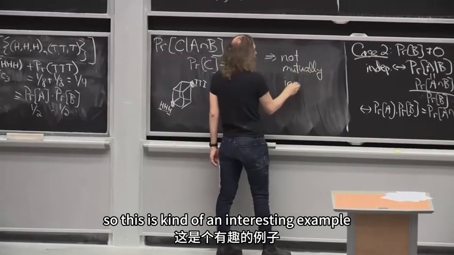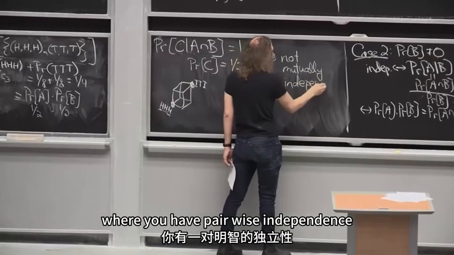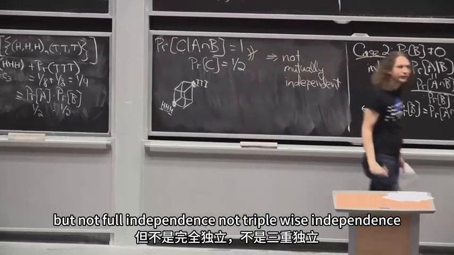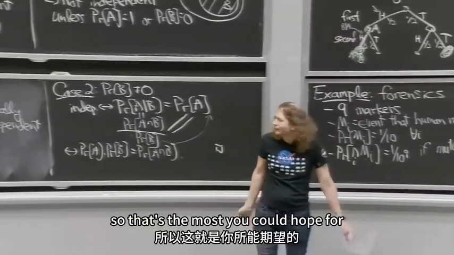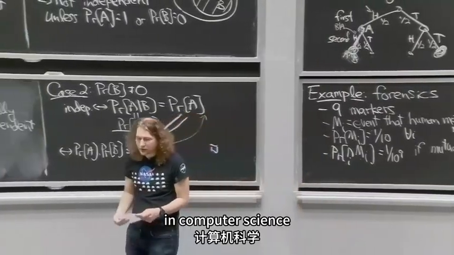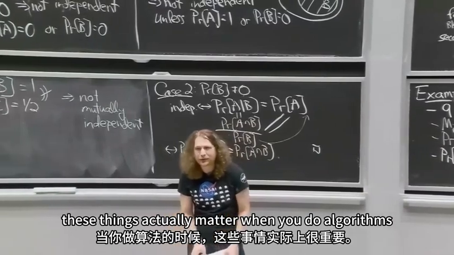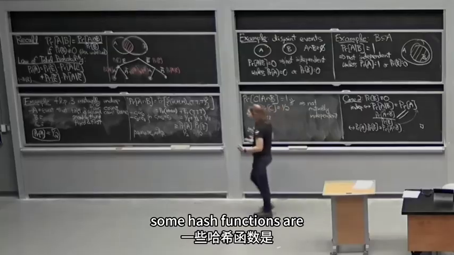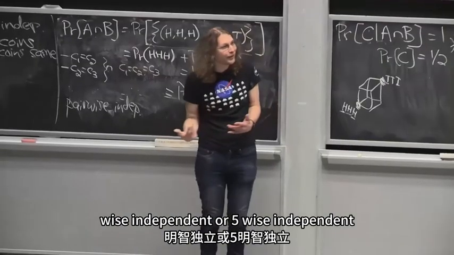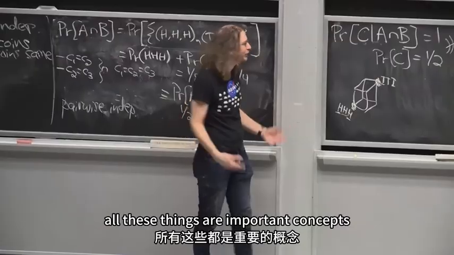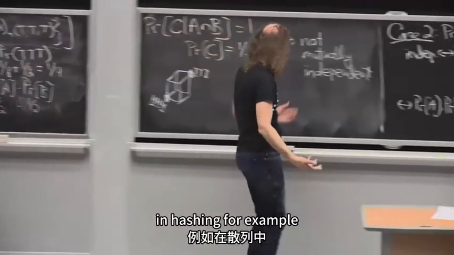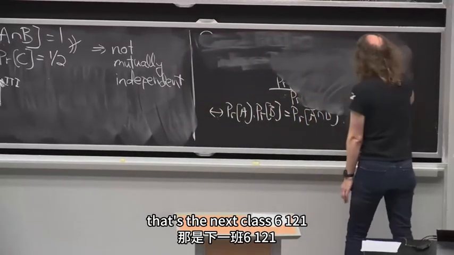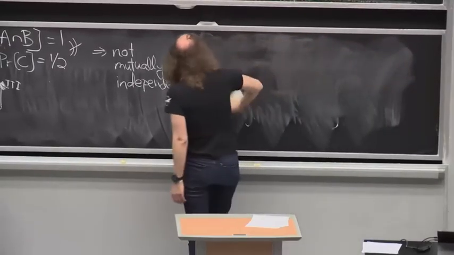So this is kind of an interesting example where you have pairwise independence, but not full independence, not triple-wise independence. And there's only 3 events, so that's the most you could hope for. In computer science, these things actually matter. When you do algorithms and hashing in particular, it matters how much independence you have. Some hash functions are pairwise independent, or maybe 3-wise independent, or 5-wise independent. All these things are important concepts in hashing, for example. But we won't be talking about that here. That's the next class, 6.121.